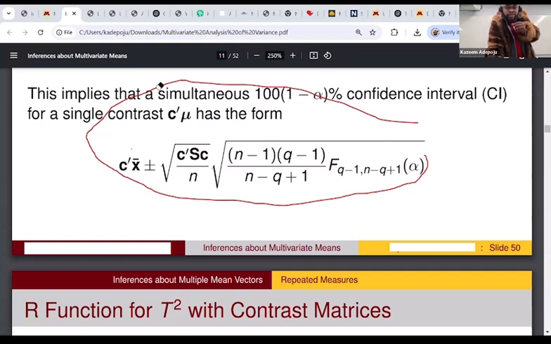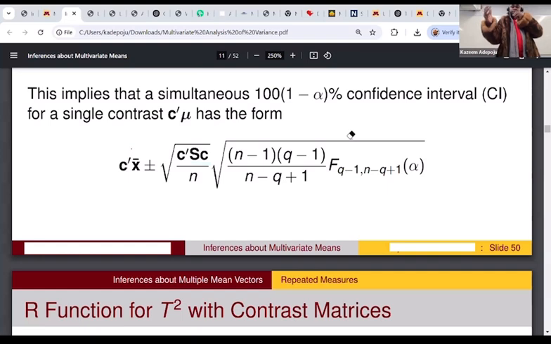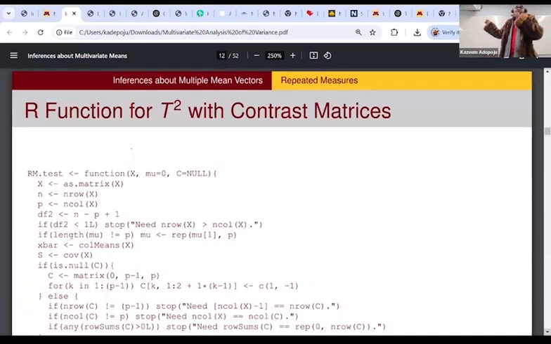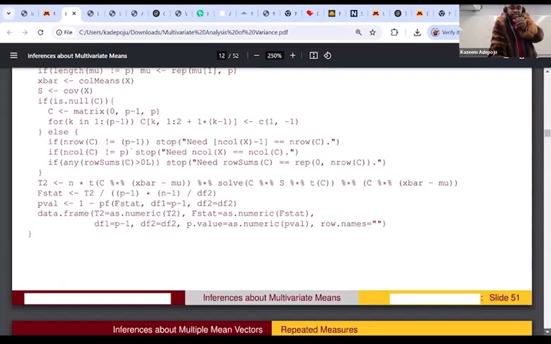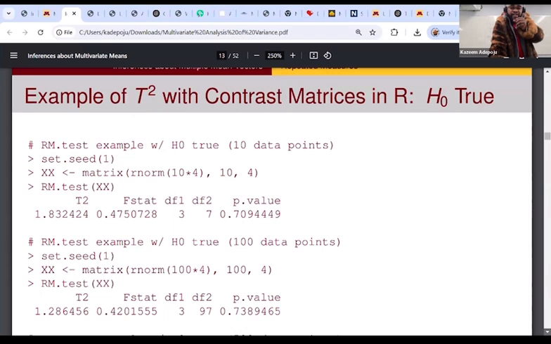Now, since I've given you the formula, we have an R code. How to do that now? This is the R function for T squared with contrast matrices. Do you see that? And I gave an example here: an example of T squared with contrast matrices in R when H naught is true.